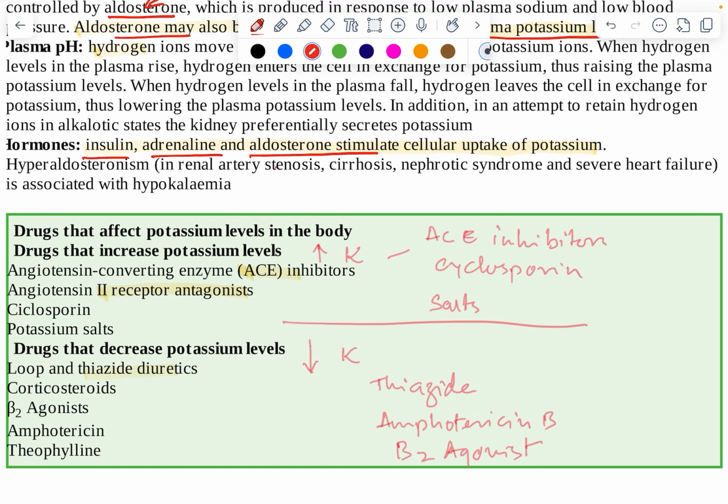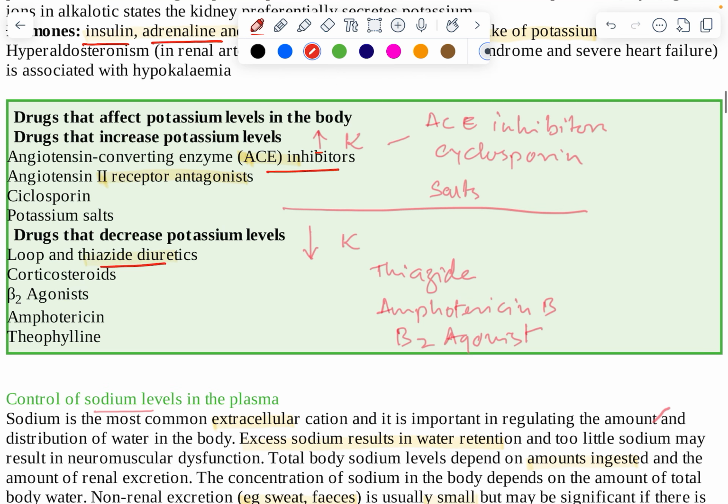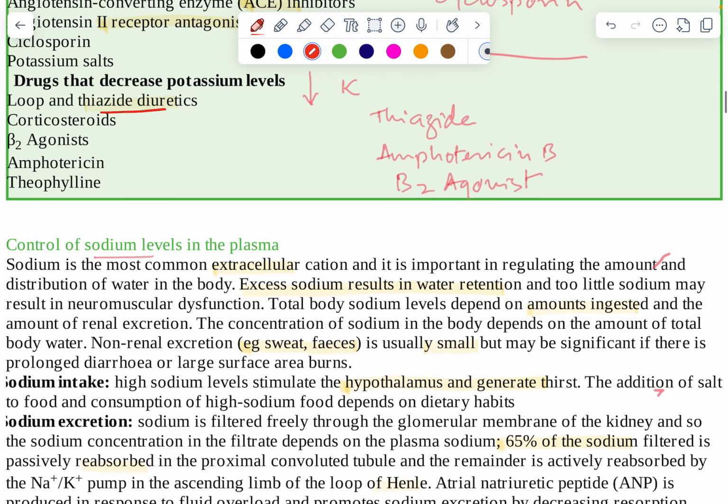Drugs that affect potassium levels in the body: drugs that increase potassium include angiotensin converting enzyme inhibitors, ACE inhibitors, which are antihypertensives, then cyclosporine, angiotensin 2 receptor antagonists, and potassium salts. Drugs that decrease potassium: loop diuretics, thiazide diuretics, potassium sparing diuretics, corticosteroids, amphotericin.